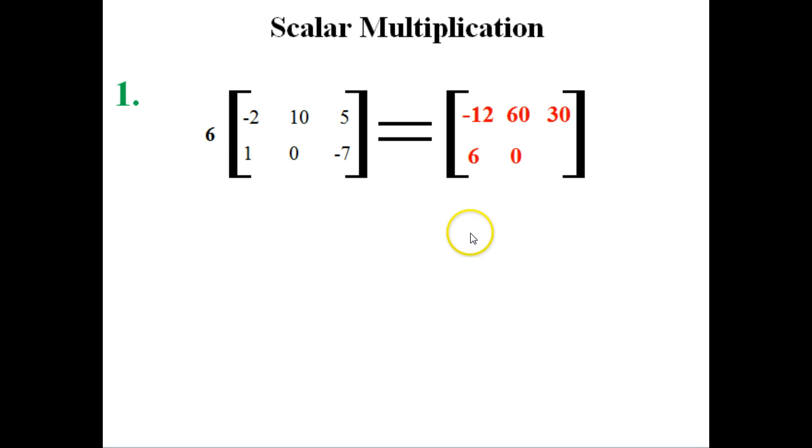6 times 0 is 0. And 6 times negative 7 is going to be negative 42. So I'll write my answer right here. This is in the bottom right, so I'll keep my answer here in the bottom right. And this will be your final answer here.